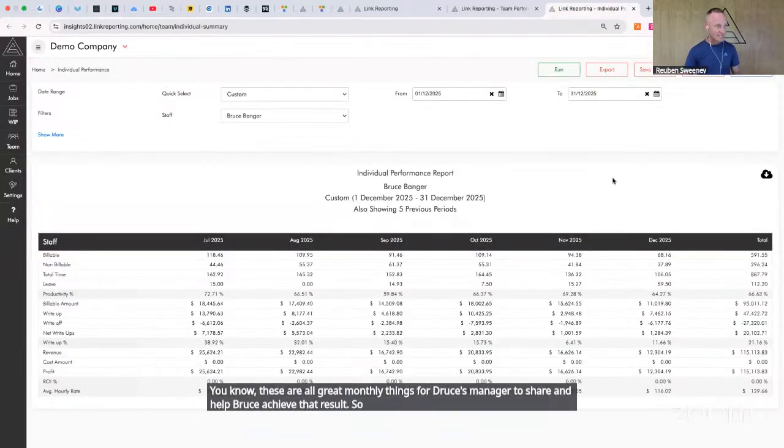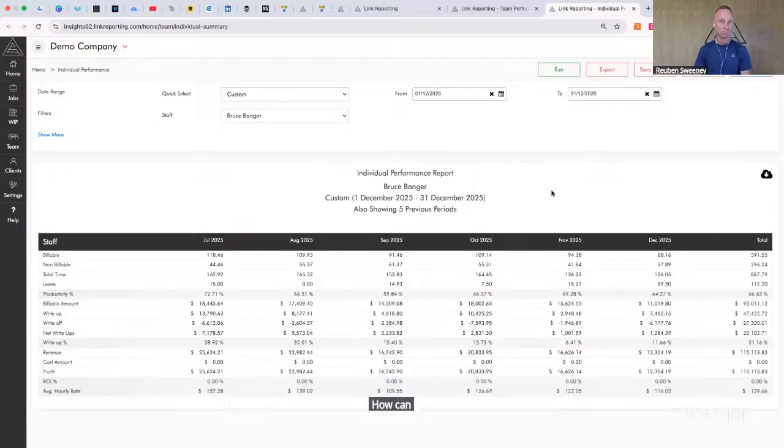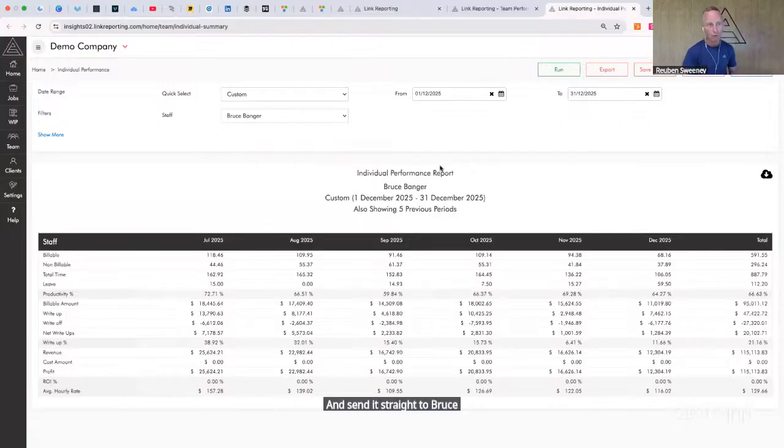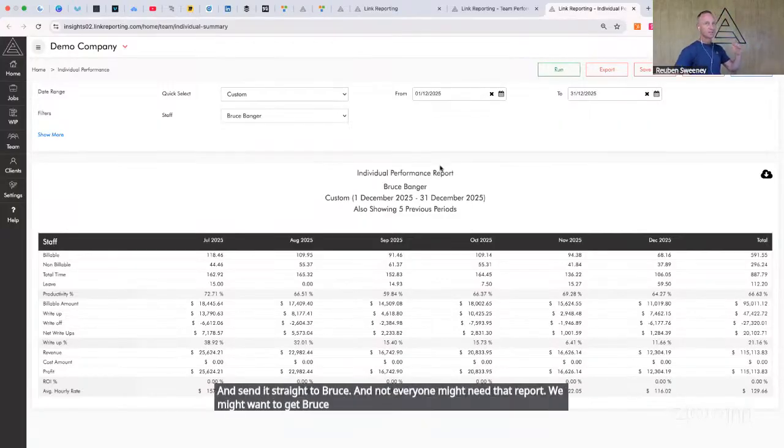So what does that look like day to day? This is a sort of report you might do, quarterly or at least annually for Bruce when we're trying to decide how can we improve Bruce's performance? Can we afford to pay Bruce more? We might schedule this to Bruce on a weekly basis and send it straight to Bruce. And not everyone might need that report. We might want to get Bruce from 66 to 75, say. How's he going to get there? Well, we need to tell him that to start with and share with him his progress. So that's one option and a pretty popular option.